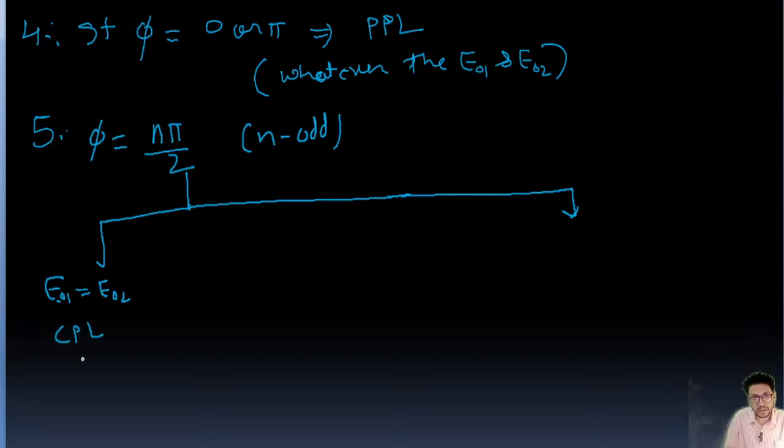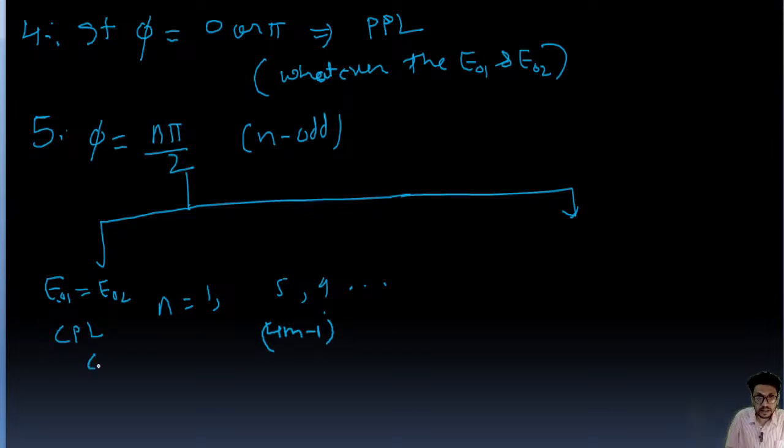I am writing in short, guys. CPL means circularly polarized. If the value of theta is 3 pi by 7, or I can say this will be easy, the value of n is 1, 5, 9. So 3, 7 will be excluded. 1, 5, 9 and so on, or we can write it in the form of 4m minus 1, where m equals 1, 2, and so on.